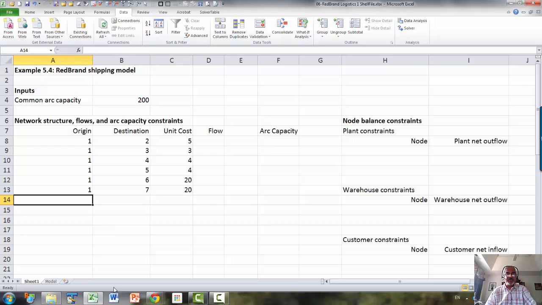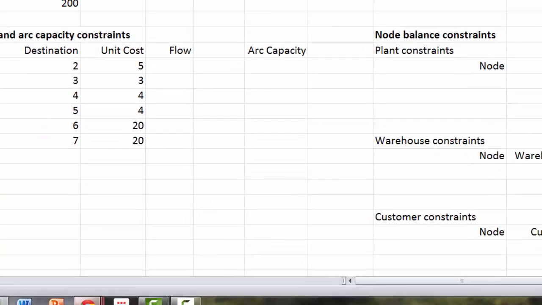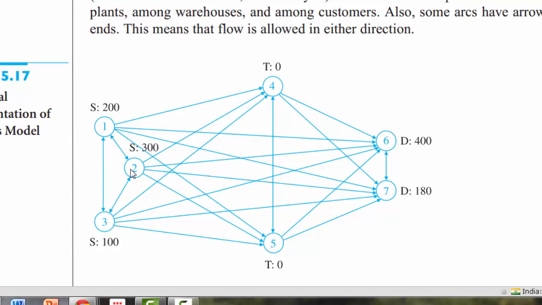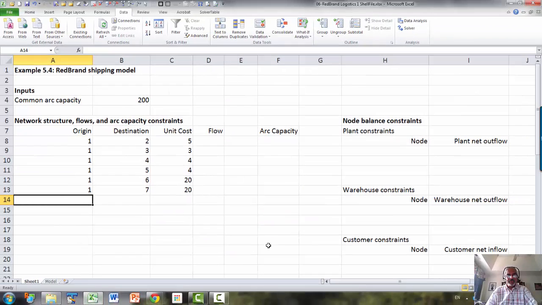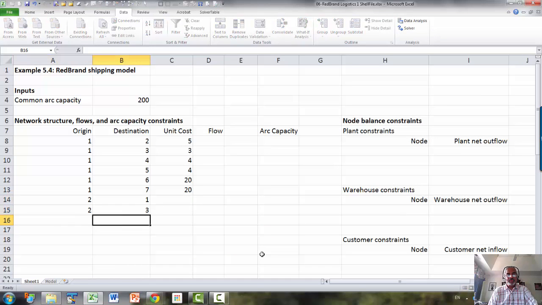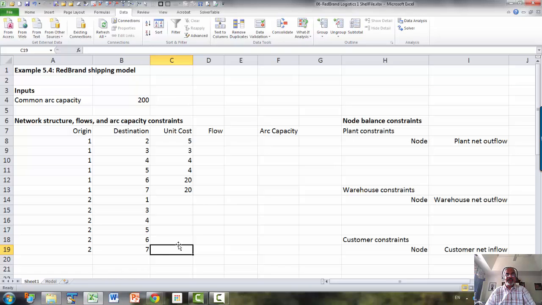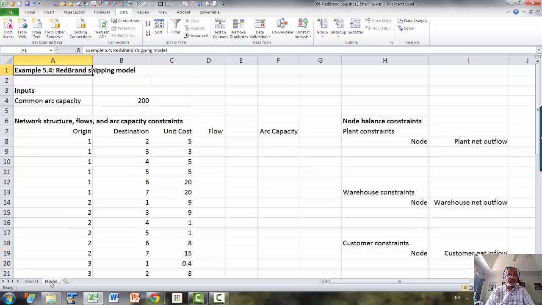And then we do the same thing with 2. From 2 you can go to 1, 3, 4, 5, 6, and 7. Again, from 2 you can go to all other nodes. So from 2 to 1, 2 to 3, 2 to 4, 2 to 5, 2 to 6, 2 to 7, and we need to enter the costs for those here. I have done this for all the arcs, and that's given in the model. So let's switch to this sheet.